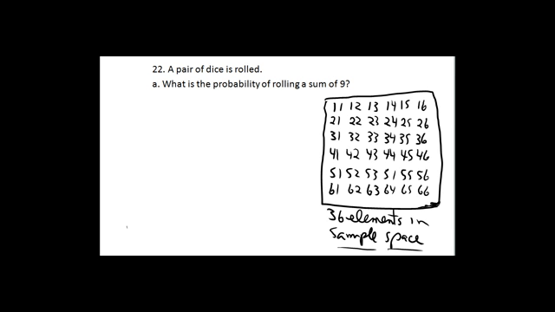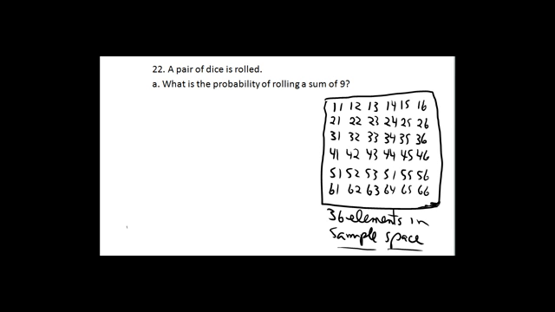A pair of dice is rolled. What is the probability of rolling a sum of 9? I took the liberty of going ahead and drawing out the sample space, and I usually write it as a 6 by 6 square, indicating every possible combination of first and second die rolls.